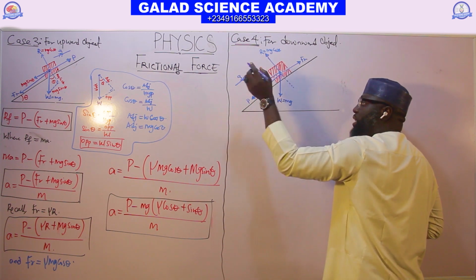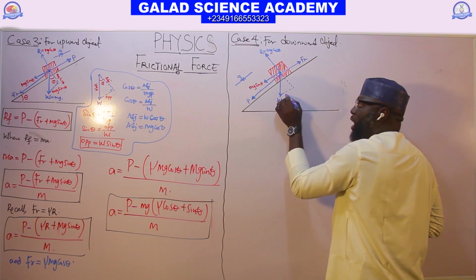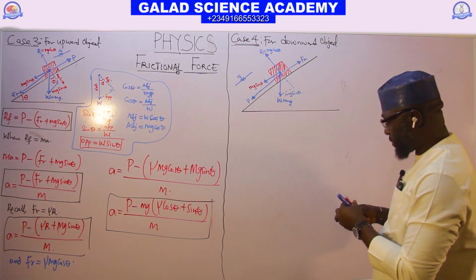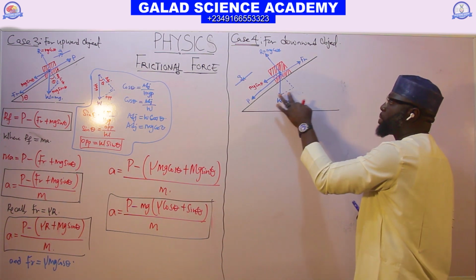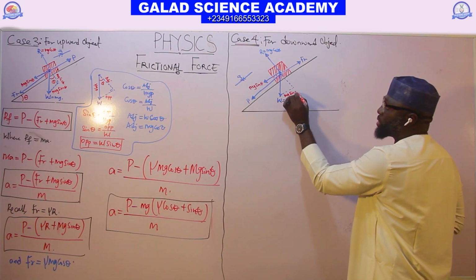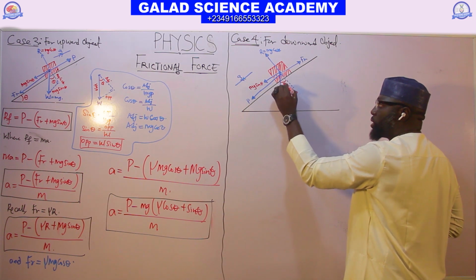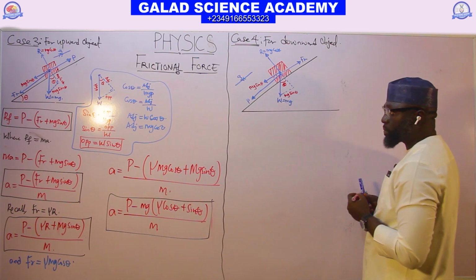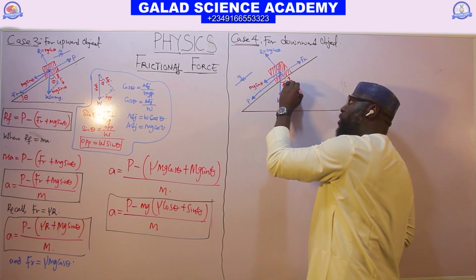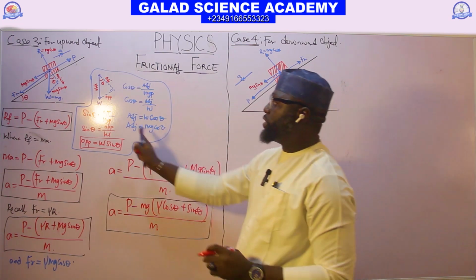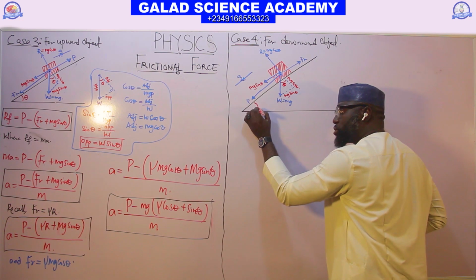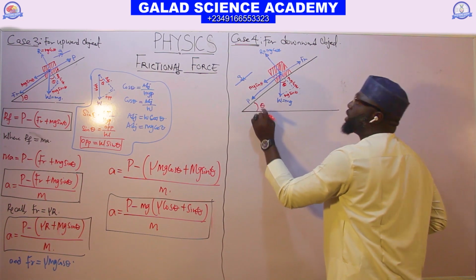Like the way we did it that time. So here we have mg sin theta, or let me use the red marker here. Mg sin theta. And this side is theta, and this place is mg cos theta, and explain the proof of this here. And the angle of repose is theta.